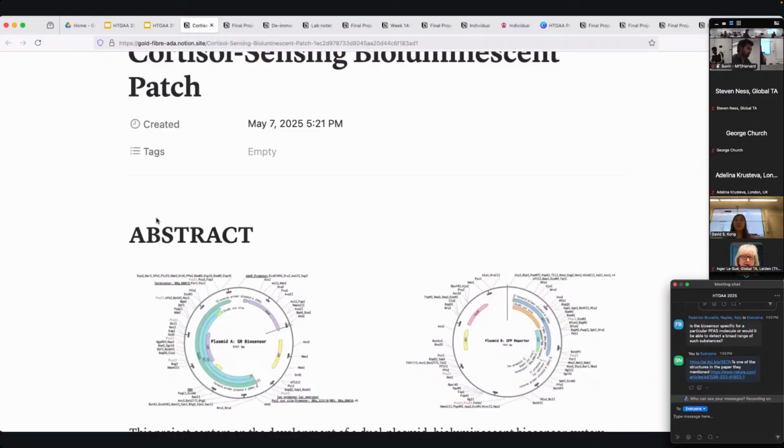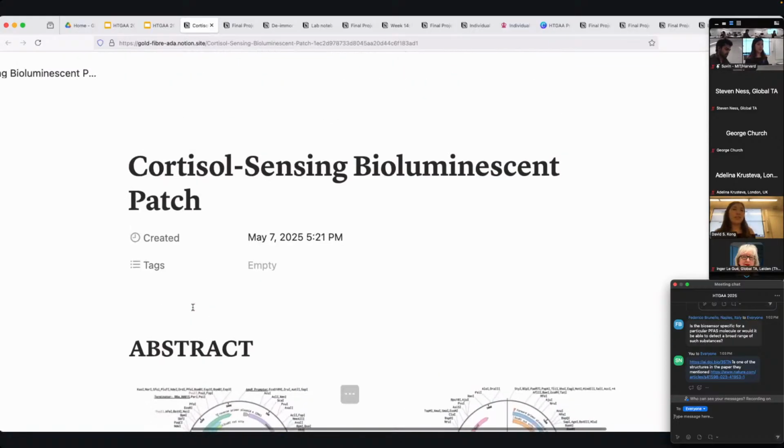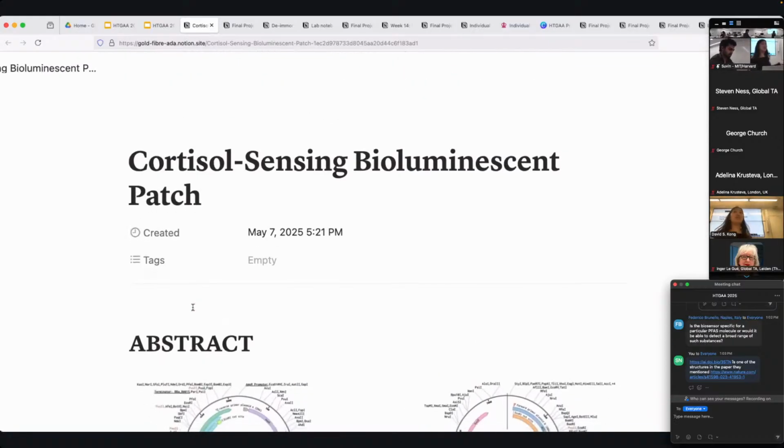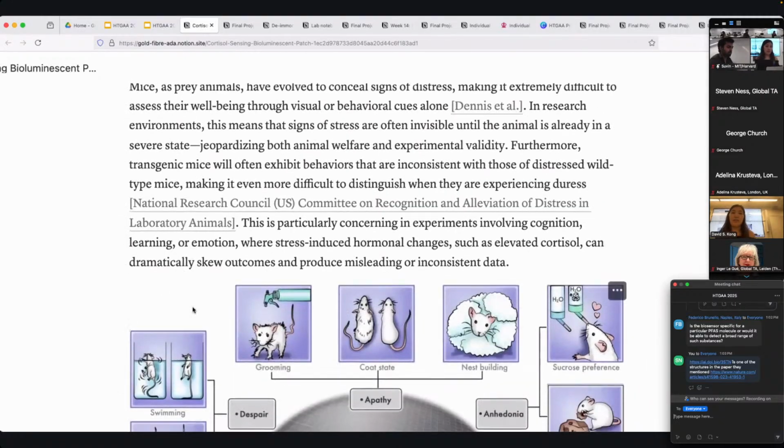Hello, I'm a first year at MIT. I'm studying computation and cognition and art and design. And my project, in a couple words, was a dual plasmid cortisol biosensing system. And so I think I'll start with the background.